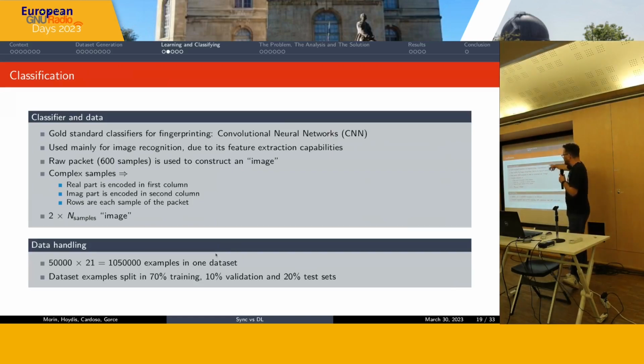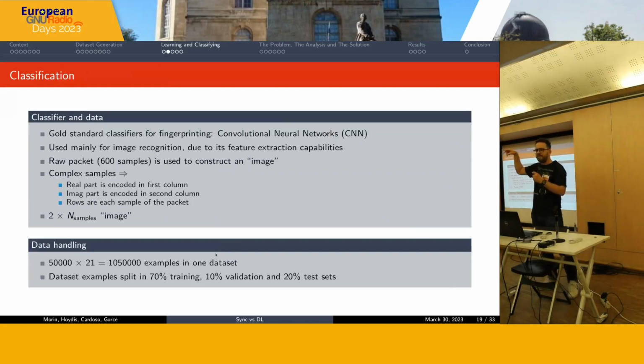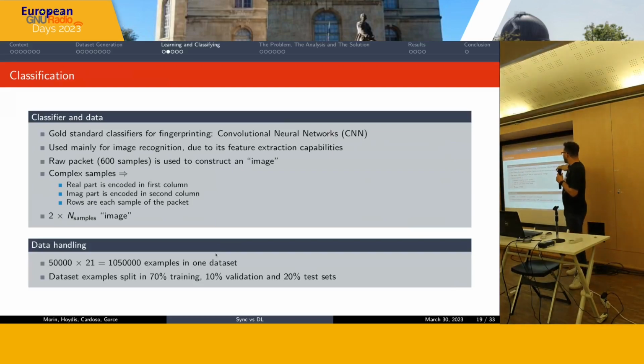So we have our 600 samples. Those are the 560 plus 40 of silence that we feed. We will create an image. The image will be basically 2 times the number of samples that we have. So it's 2 columns, one for real, one for imaginary, and then the number of samples.